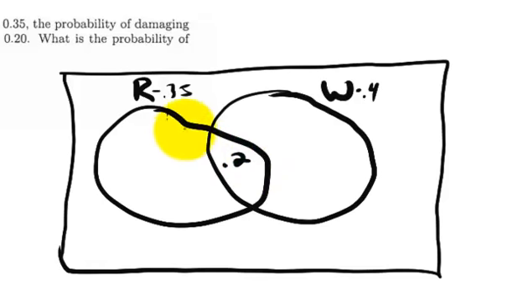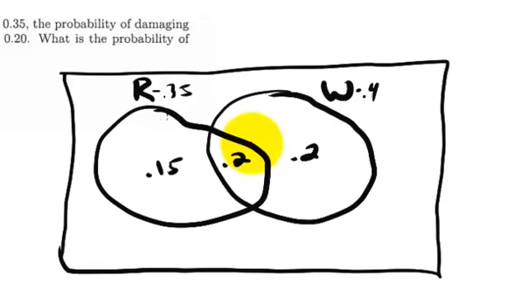Alright, well now we're in good shape. Because I know that this circle should add up to 0.35, and I already have 0.2, I know this has to be 0.15. And since this circle has to add up to 0.4, and I already have 0.2 in here, I know that this is 0.2.